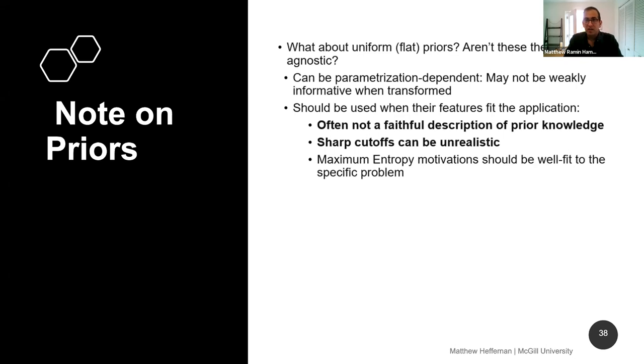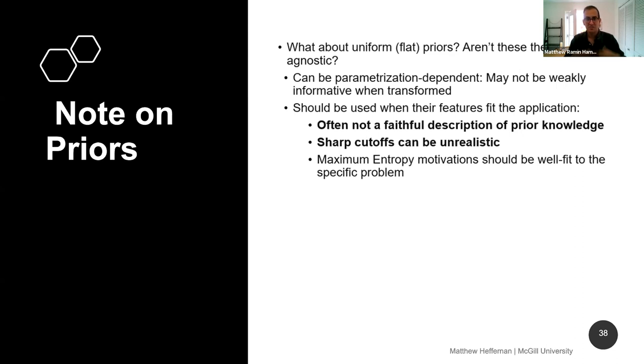But in general, you should really use a uniform prior when its features fit your application at hand. If it's a faithful description of your prior knowledge, then by all means use a uniform prior. But if it's a little bit unrealistic, then it's worth critically evaluating that choice. For example, a sharp cutoff in practice could be unrealistic. A realistic example of a sharp cutoff is a proportion. You have something that's a ratio, so you know it's constrained between zero and one, and you have no preference between zero and one. A uniform prior there, all well and good. But if you have a continuous parameter like gravitational acceleration, and you say it's completely uniform between 8 meters per second squared and 10 meters per second squared, and it is infinitely unlikely at 10.0001 meters per second squared, that's not really a faithful description of your prior knowledge.